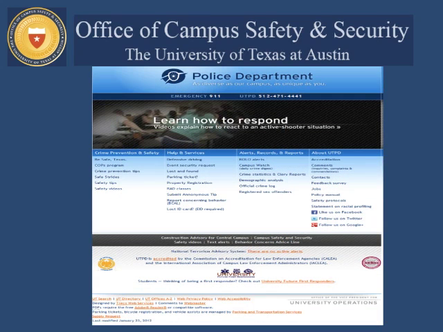This slide shows you the UTPD website. You can see there where safety videos, Campus Watch, and the protocols and Facebook and the social media are all listed. All you have to do is go click on those and you'll be able to get some of the information that we talked about a little bit earlier.